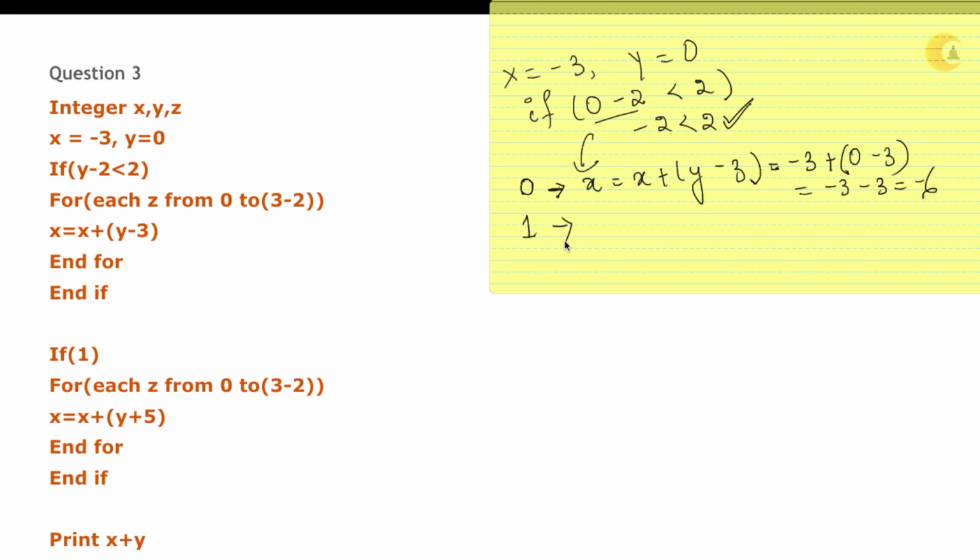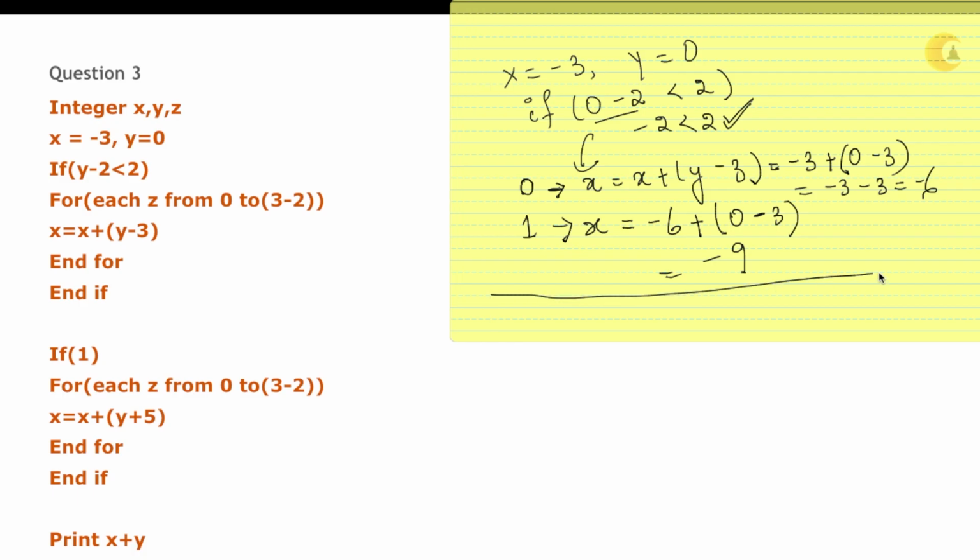Now it is going to execute again for 1 time, the second iteration. So x's value is now minus 6. So minus 6 plus, what's the value of y? Y is still 0, minus 3. So what will be the answer? It will be minus 9, right?